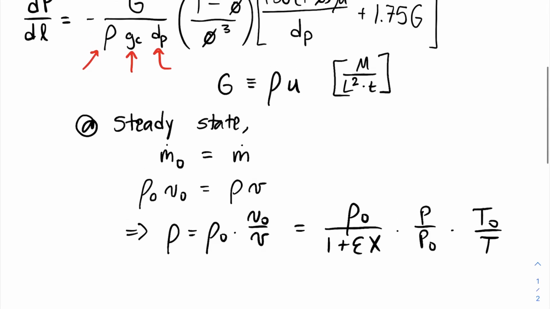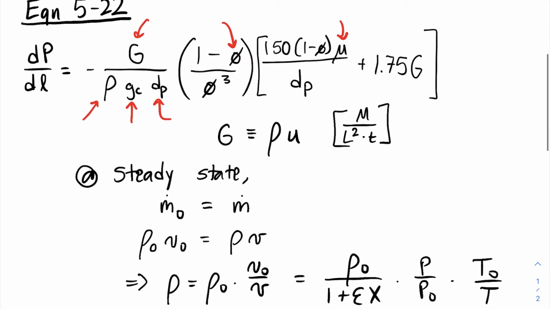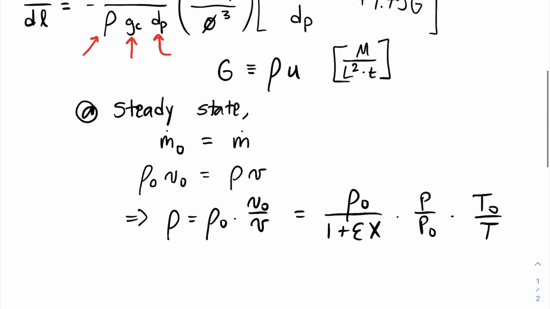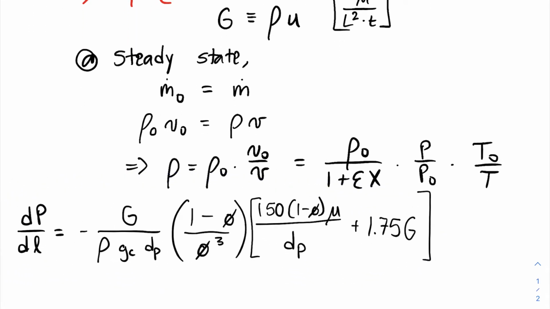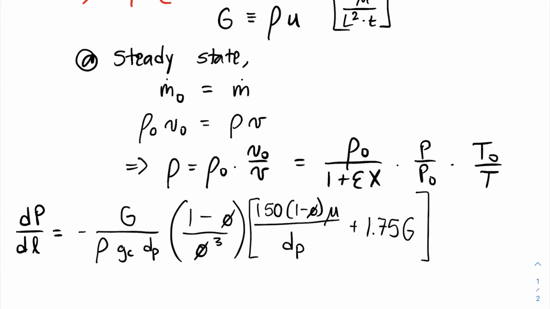And so we can actually plug this into equation 5.22 and get a new expression that accounts for the density changing with pressure. I'm going to go ahead and paste it again. If we plug in for the density this expression above, this will just change to rho naught. And then we're going to have to multiply by 1 plus epsilon x times P naught over P times T over T naught. You'll see everything flips because the density was in the denominator of this equation.